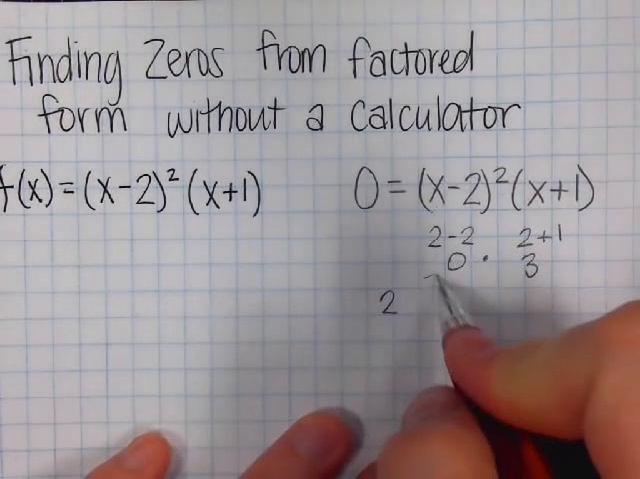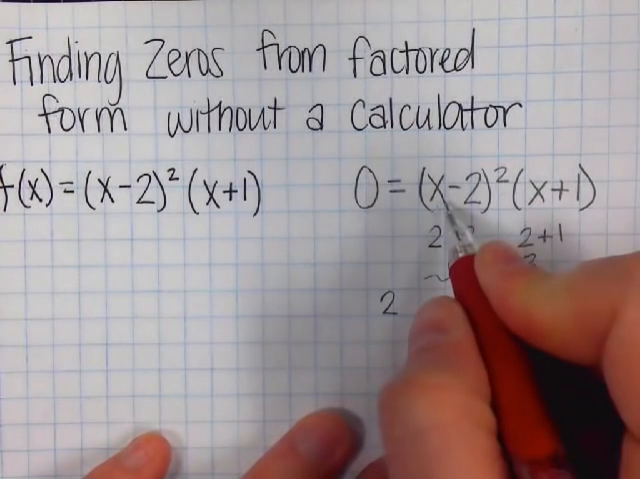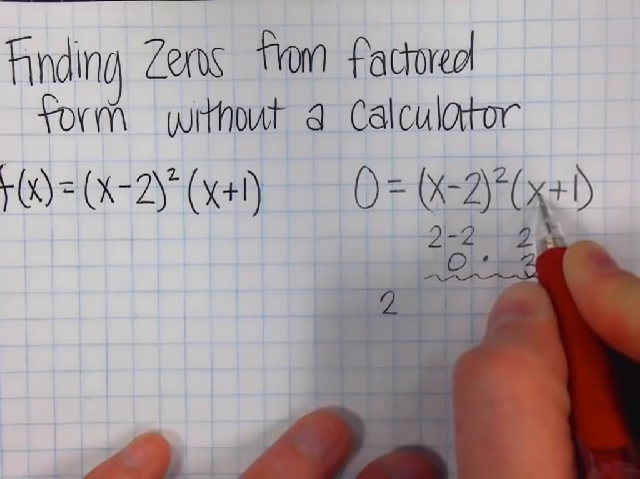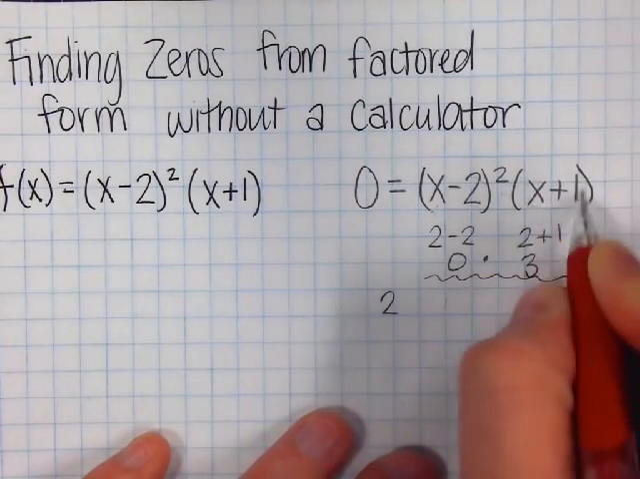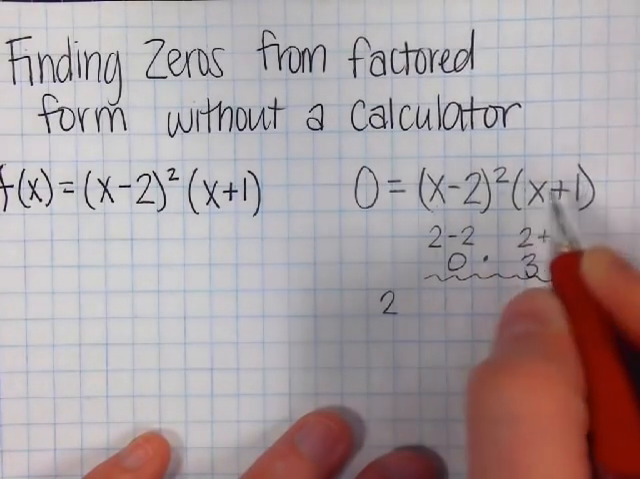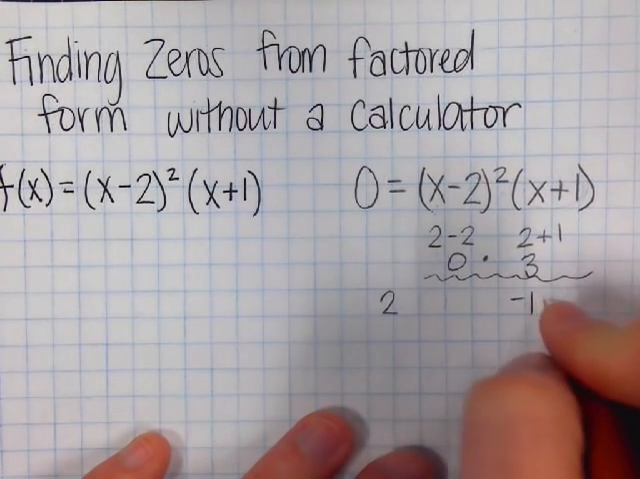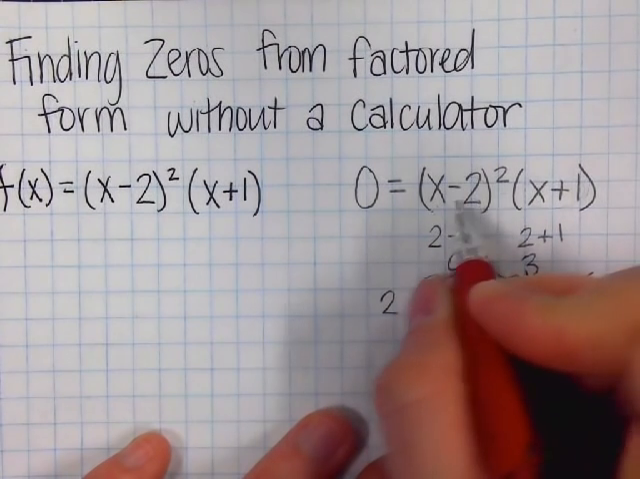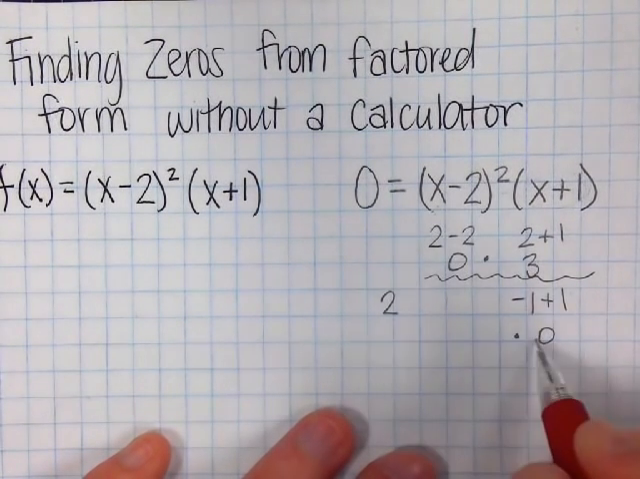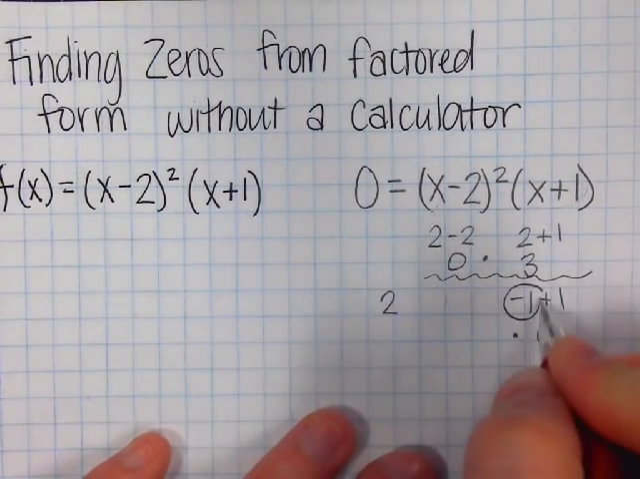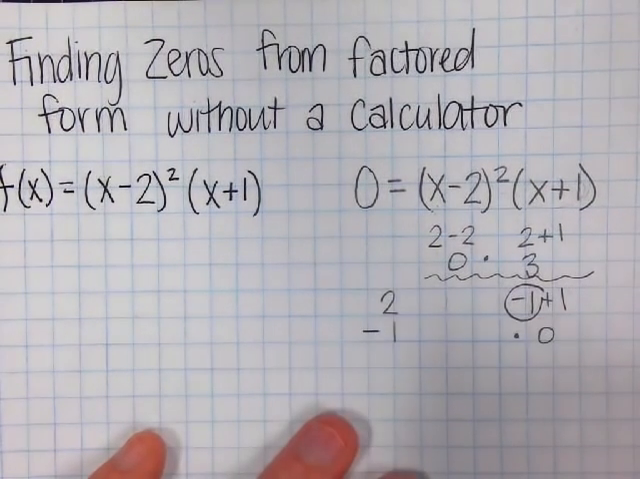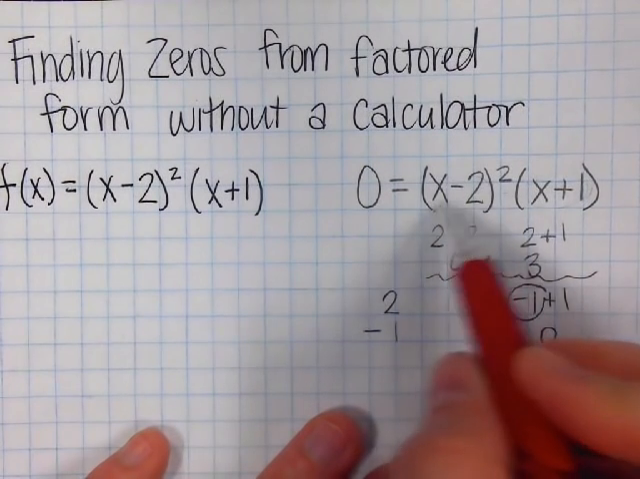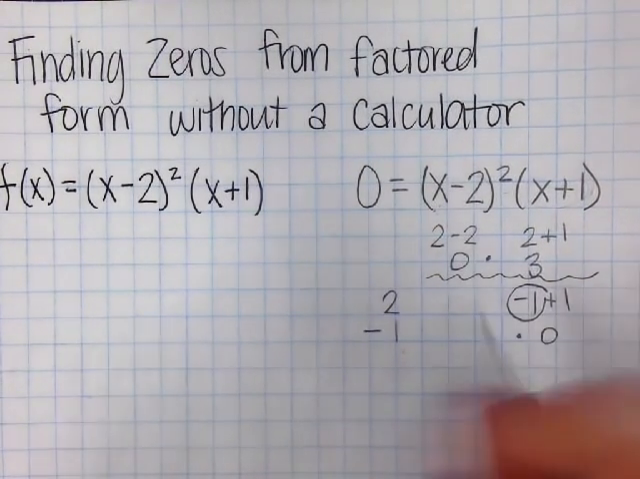And then another solution, I want to look for when this parentheses, what number I'd plug in for x that would make this parentheses become a 0. So negative 1 plus 1 equals 0, and 0 times whatever I put in here would still be 0. So your solutions, or your zeros, are 2 and negative 1. You should have seen that when we did the entry task, that the zeros were 2 and negative 1.